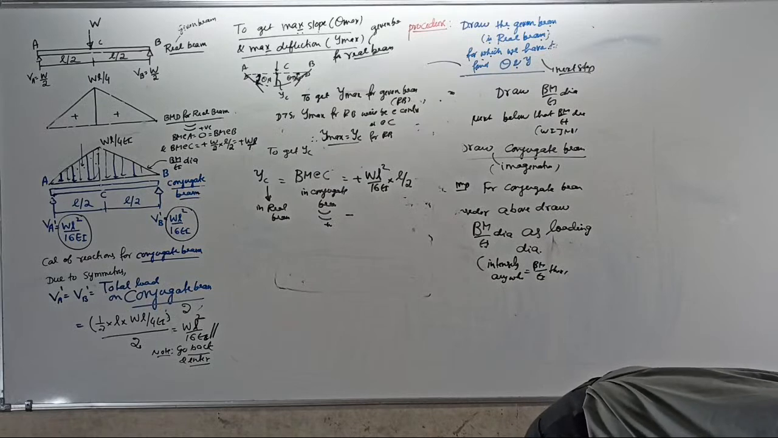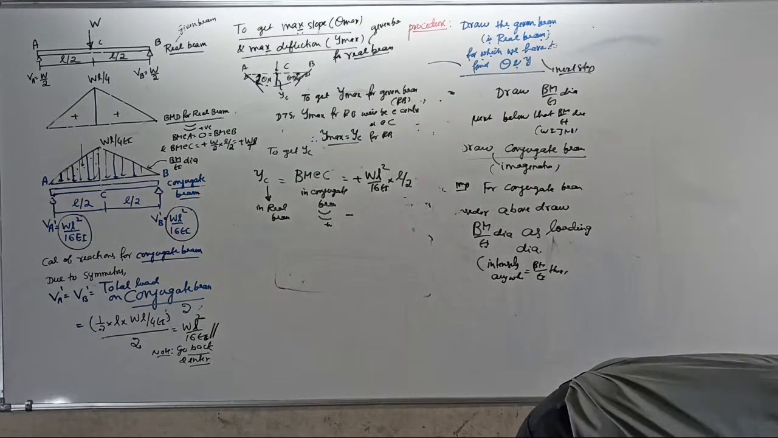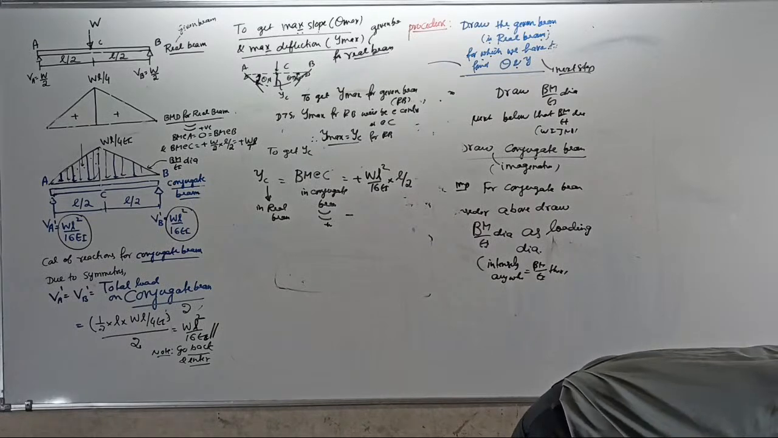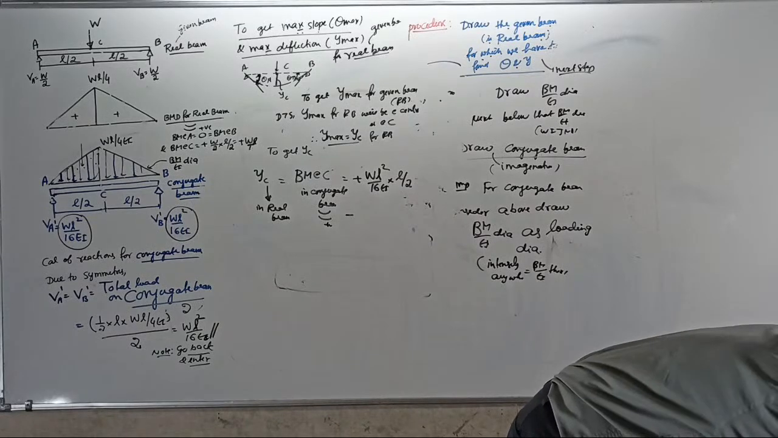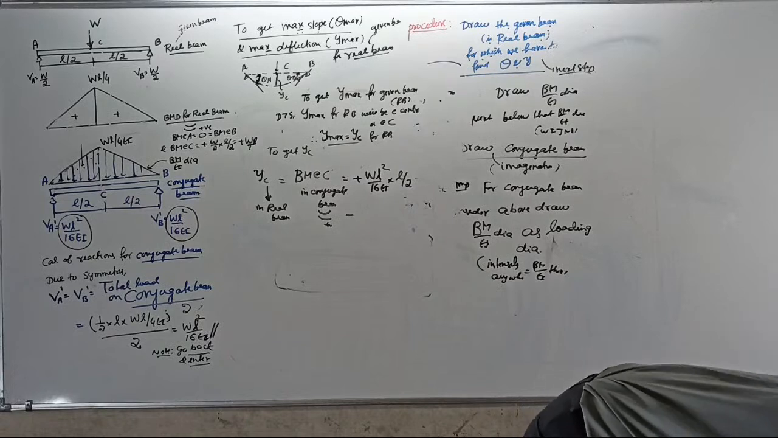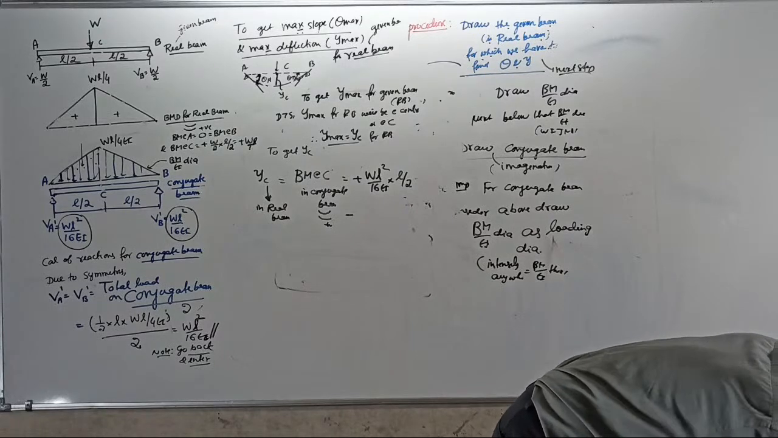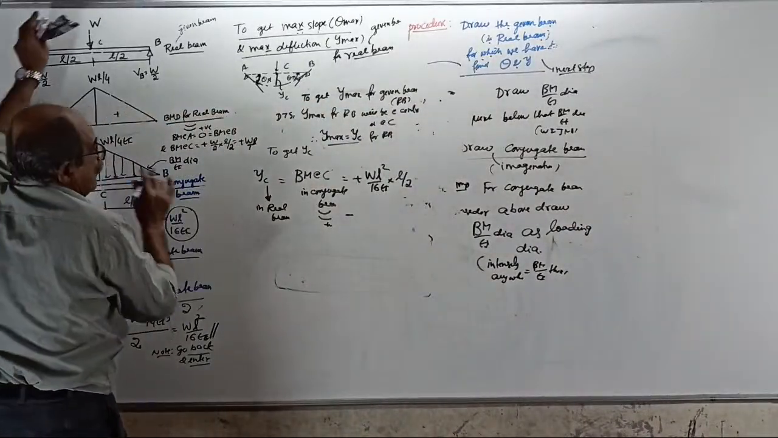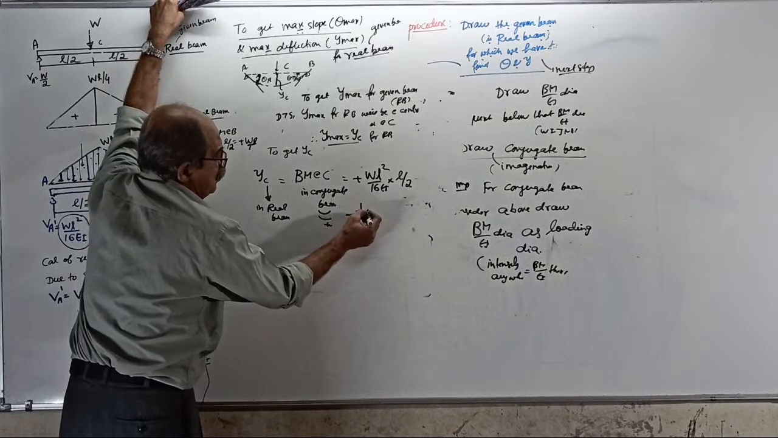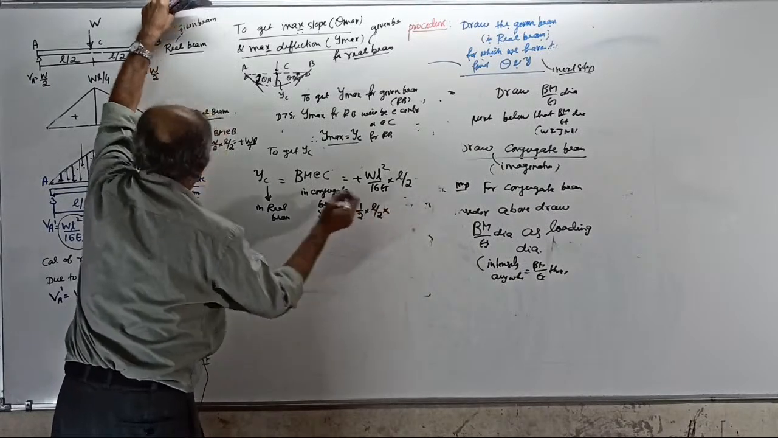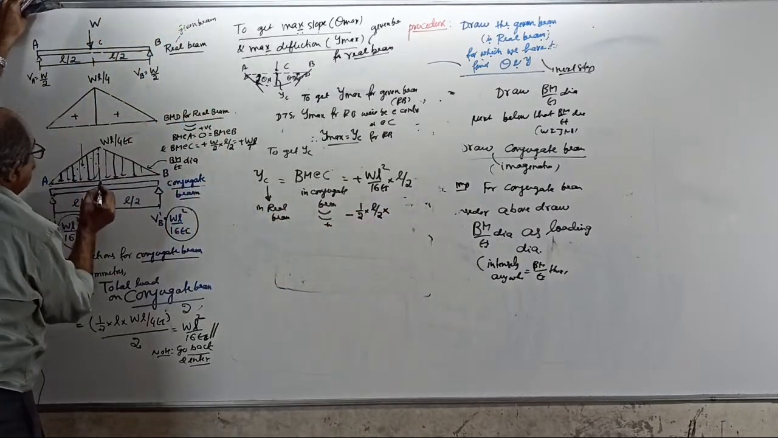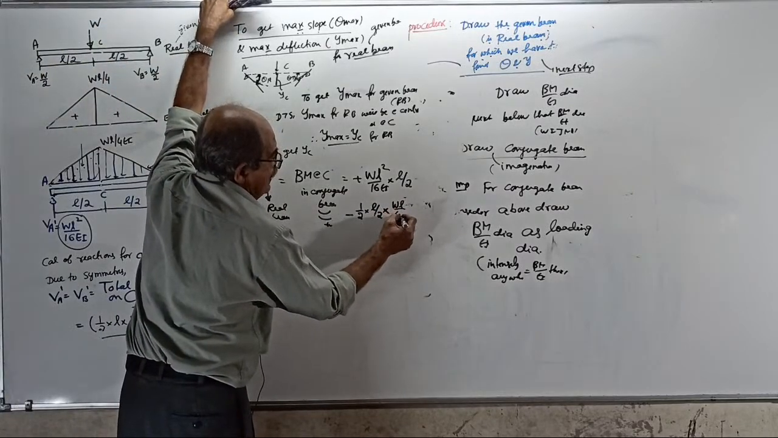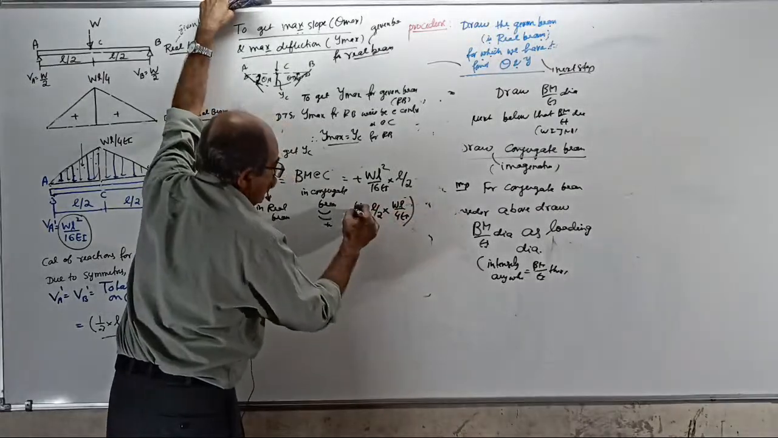Leave it. Sufficient. I have told you 100 times today. If you want distributed load, total load is equal to the area. How many times do I have to ask? So, total load equal to this area. How much? Half into L by 2 into L by 2 into WL by 4 EI. Only half the area. This is the total load.